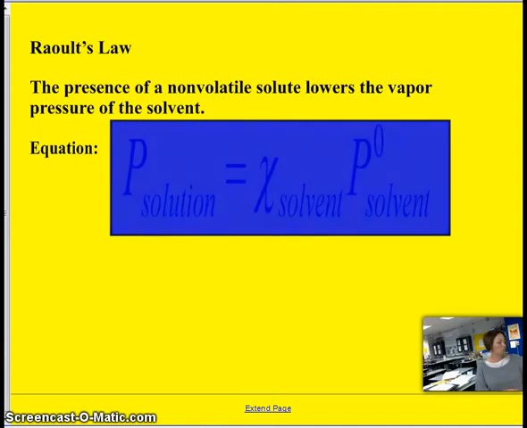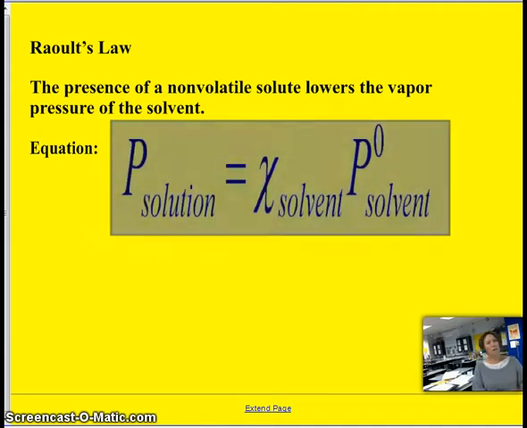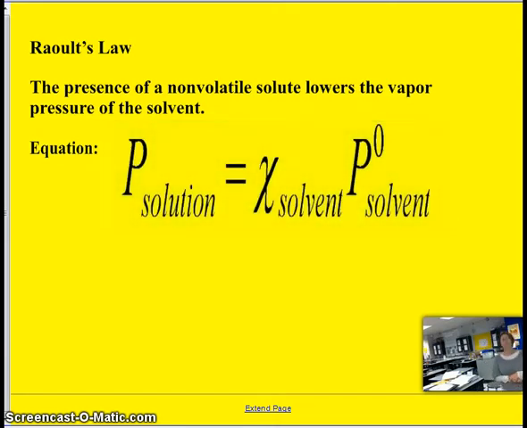And here's the equation. The pressure of the solution, this is pressure or vapor pressure, it's the same thing, is equal to the mole fraction of the solvent times the pure pressure of the solvent. This is the pure vapor pressure.